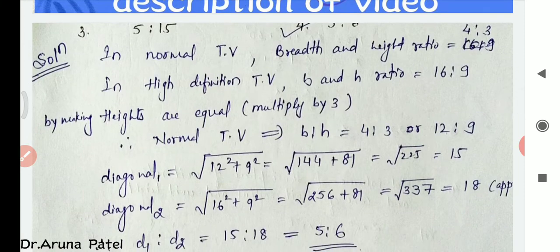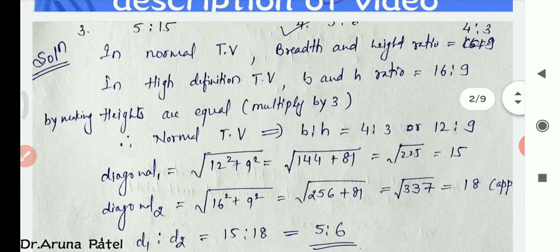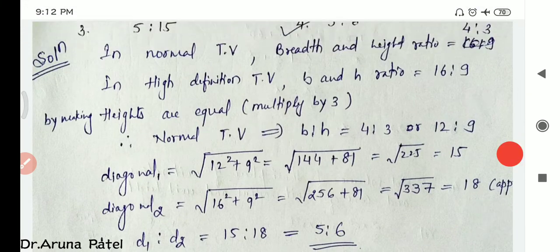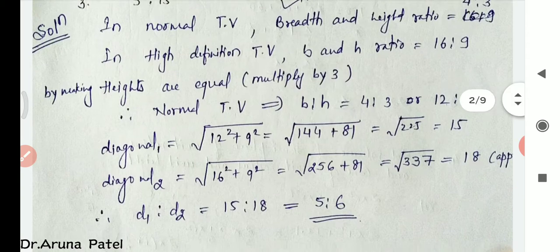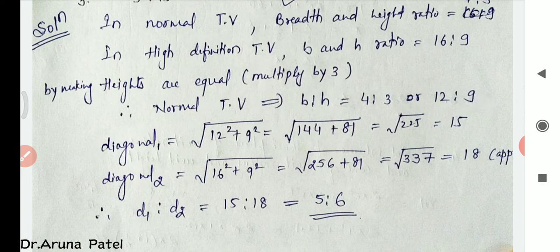So here the solution is, in normal TV the breadth and height ratio is 4:3. In high definition TV, the breadth and height ratio is 16:9. So here, making the heights equal by multiplying by 3, we get the normal TV breadth to height 4:3 equals 12:9. Now the height in both the TVs is the same.